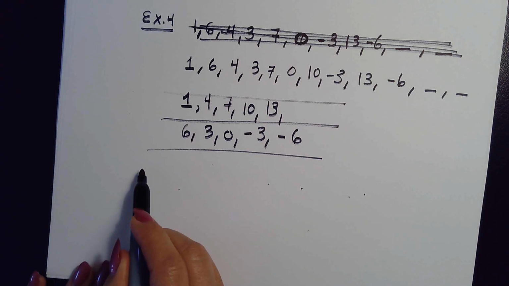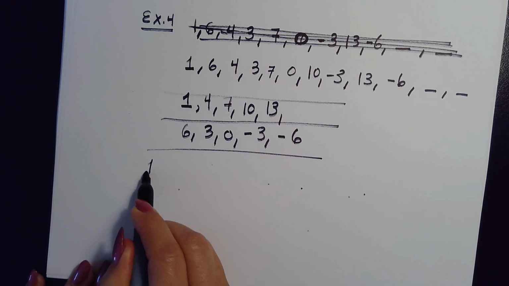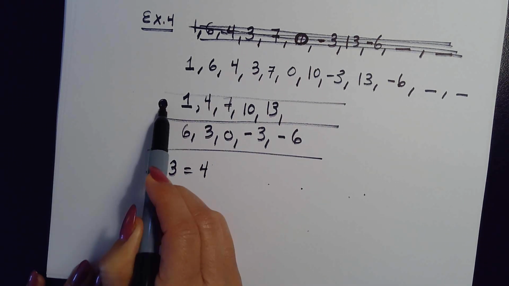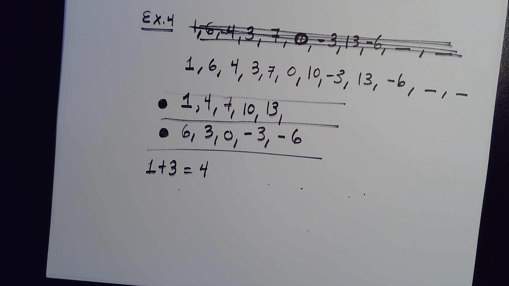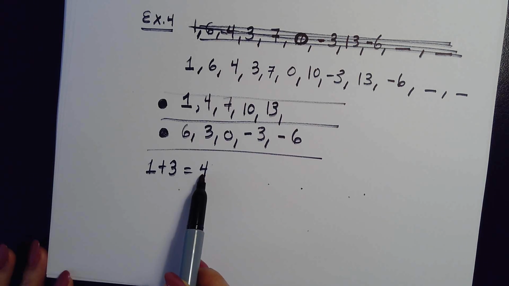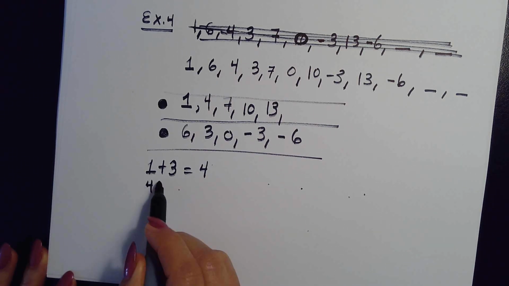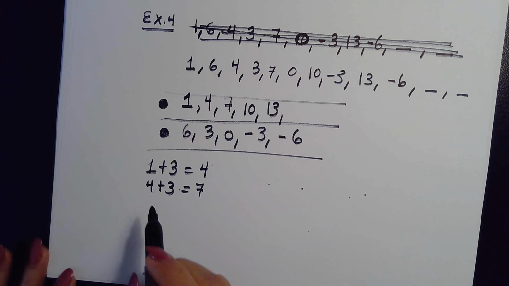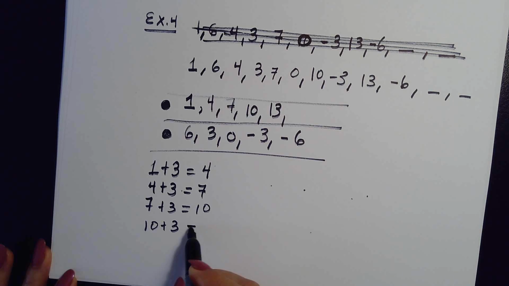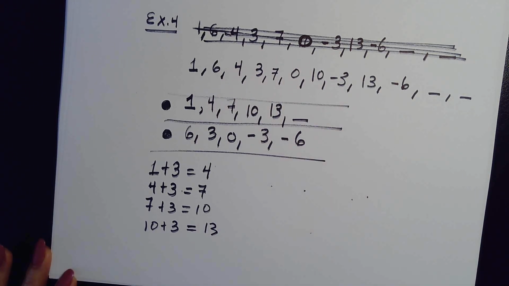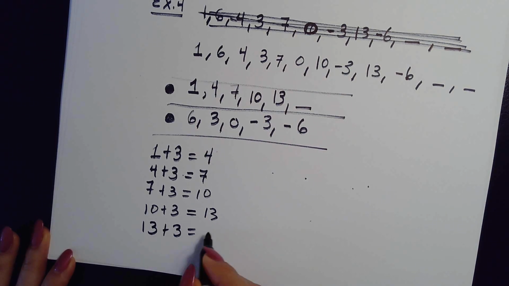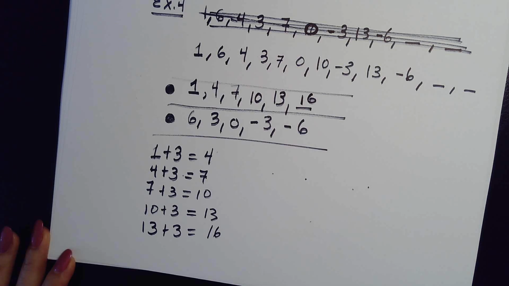So if I go from 1 to 4, notice that I'm adding 3 and I get 4. I'm just looking at the first sequence, so I'm going to put a bullet next to each so you can see that there are two separate sequences. So from 1, I add 3 and I get to 4, and then 4 plus 3 gives me 7, and 7 plus 3 gives me 10, and 10 plus 3 gives me 13. Okay, so it seems like this is going to work. So then that means that the next number, 13 plus 3, is going to be 16.